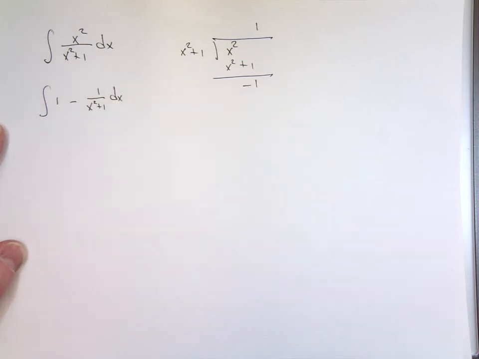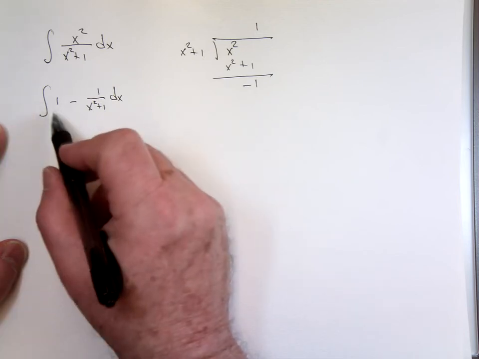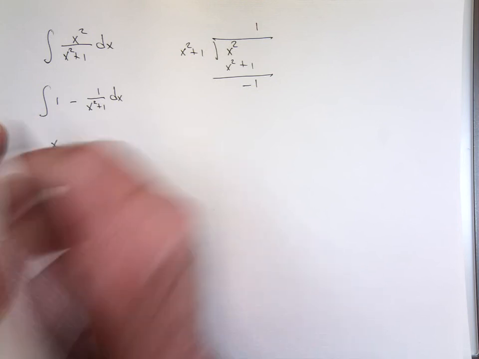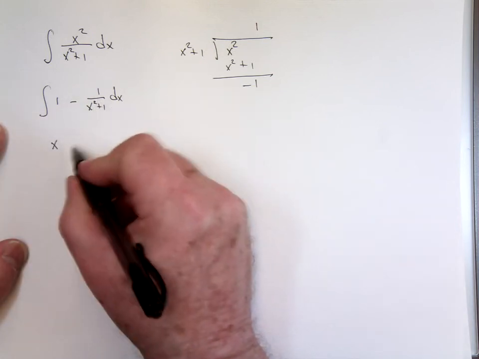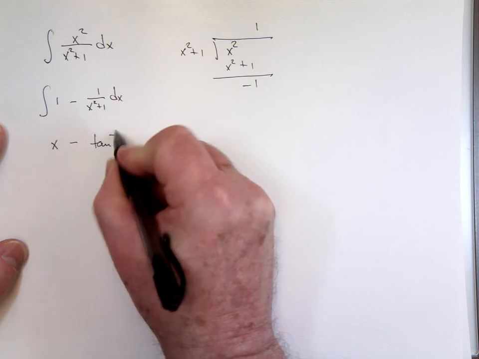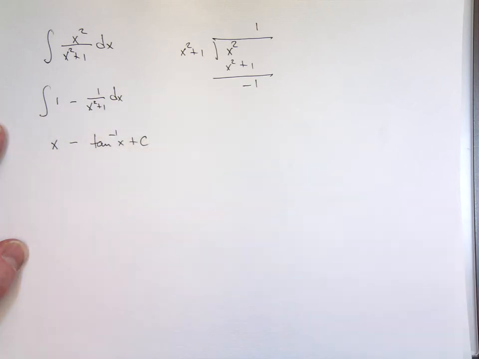So the integral of 1, x, which is what Brennan said. But what's this integral? We know that's an inverse tangent form. Okay? So that's what it is. There is a trick for doing this.